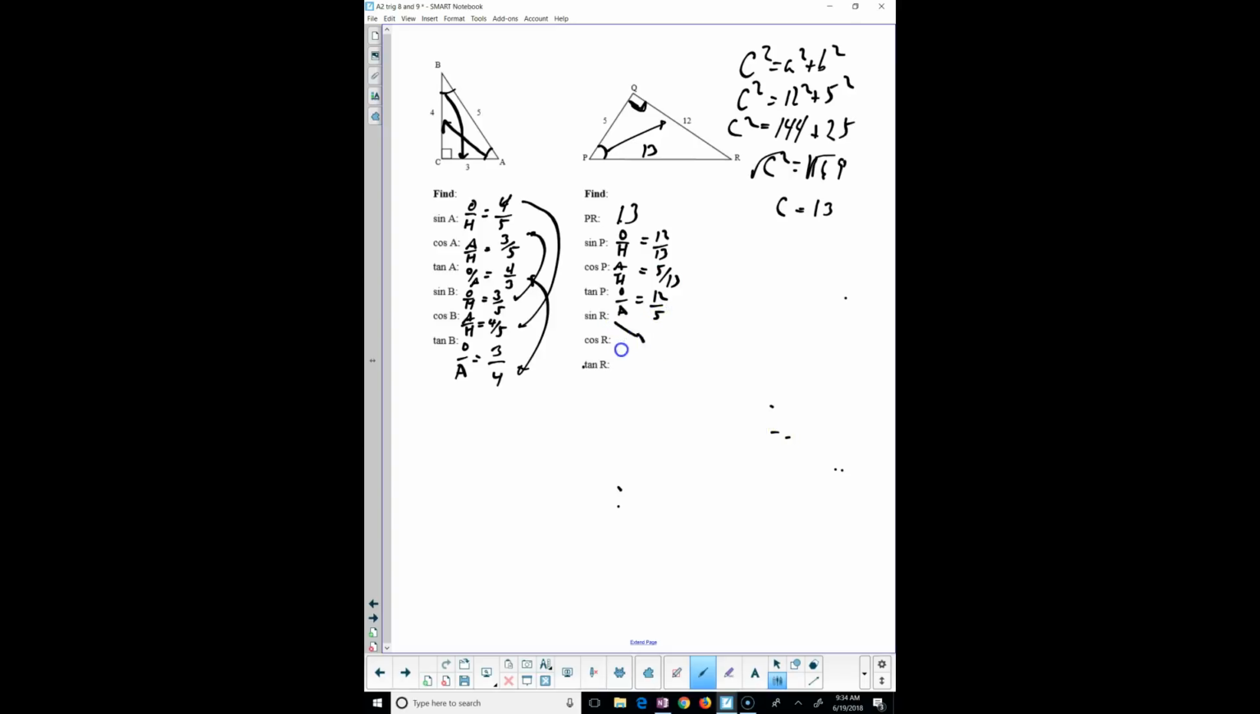Okay. If we take a look at the sine of R, we are now with respect to this angle over here, so we're using this angle. Opposite over hypotenuse. The opposite is 5.